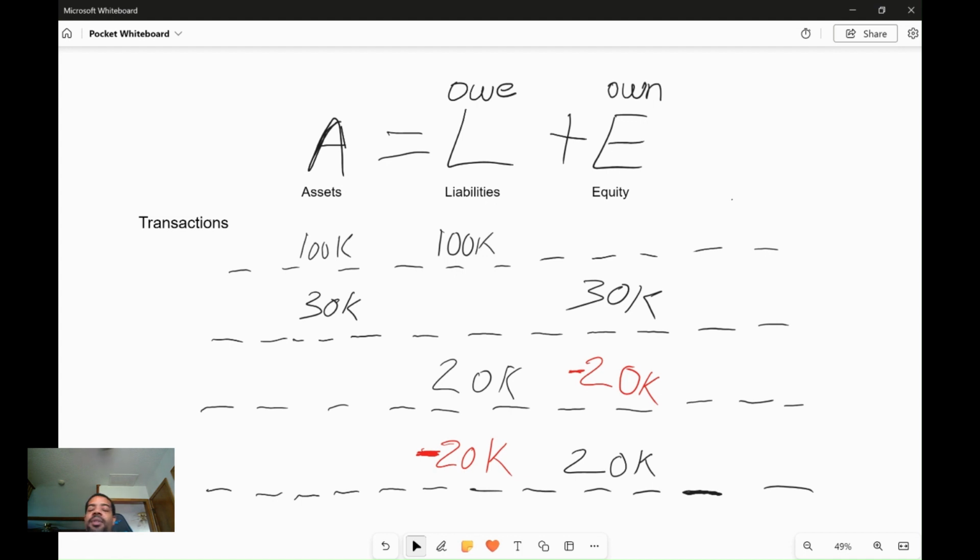But that's not what this is. This is just a fundamental breakdown of how transactions affect each of these accounts. And so a $30,000 increase in equity also gives you a $30,000 increase in assets.